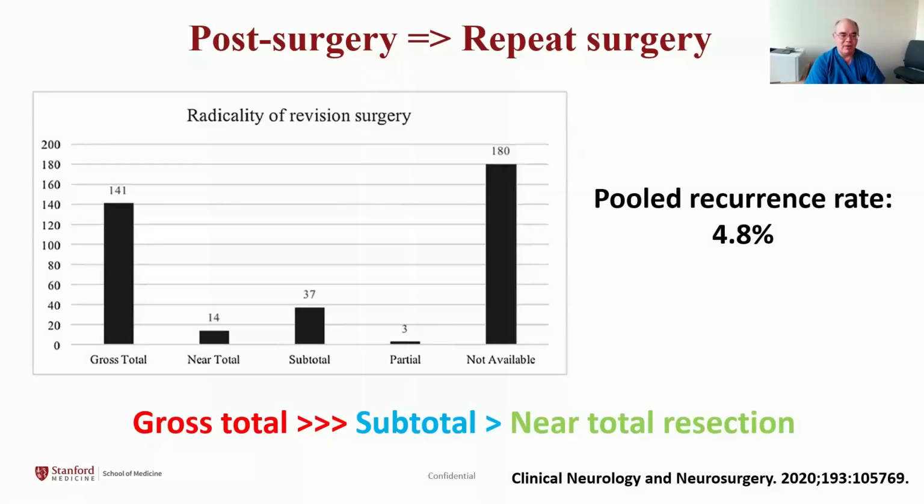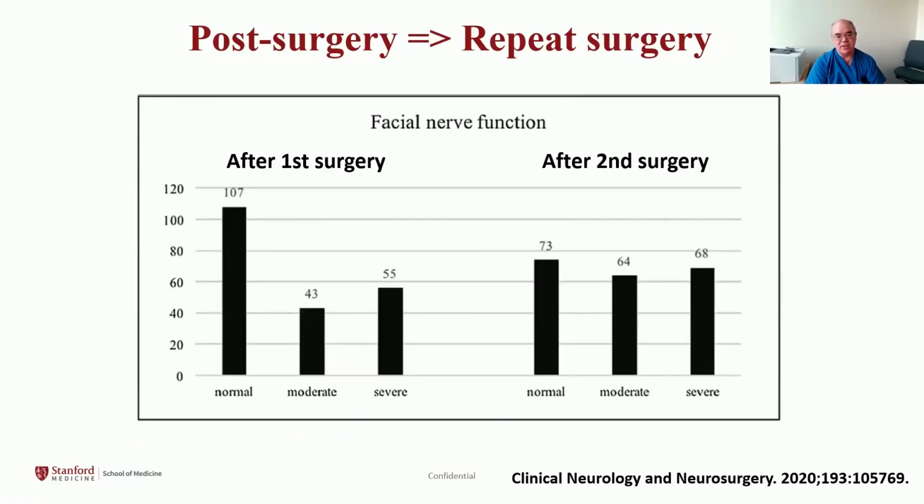The challenge here with being more aggressive with the surgery is that the side effects go up. So here are the results for the facial nerve. On the left, you see after a first surgery, this was a total of about 200 patients. About 20 to 25% had some severe facial nerve dysfunction, but slightly more than half pretty much had normal function.